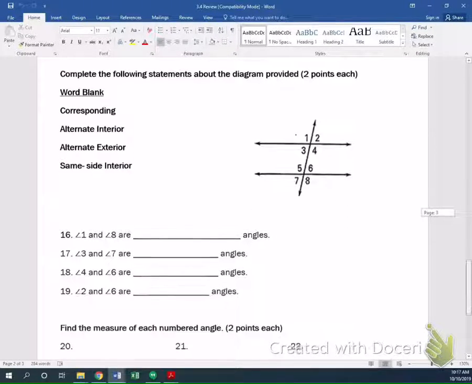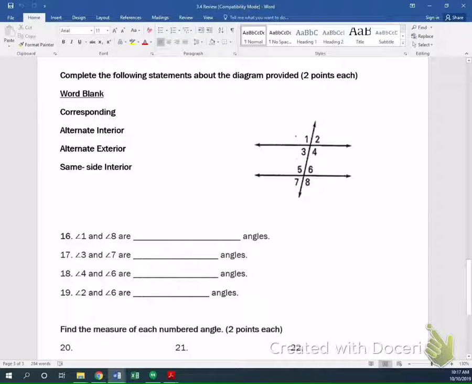Complete the following statement about the diagram. So, angle 1 and angle 8 are what? 1 and 8. They're on different sides of this line. They're outside of the other two. Those are alternate exterior angles. You guys sleeping or you don't remember? You look awake, but nobody's talking.